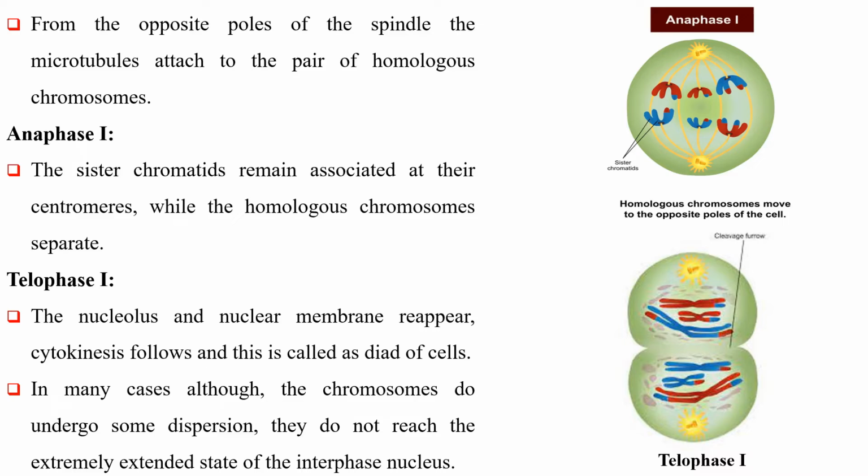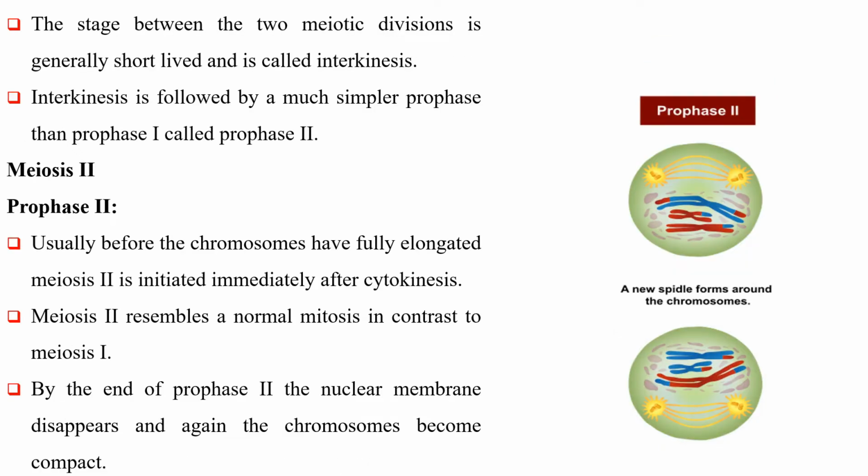Anaphase I. The sister chromatids remain associated at their centromeres while the homologous chromosomes separate. Telophase I. The nucleolus and nuclear membrane reappear, cytokinesis follows, and this is called a dyad of cells. In many cases, although the chromosomes do undergo some dispersion, they do not reach the extremely extended state of the interphase nucleus. The stage between the two meiotic divisions is generally short-lived and is called interkinesis.